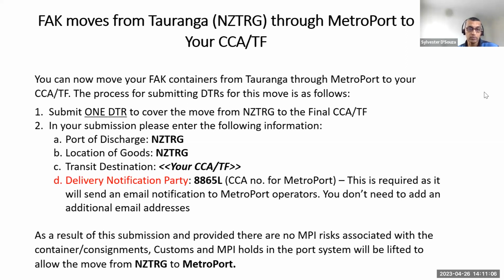Your port of discharge will be Tauranga, your location of goods will be Tauranga, your transit destination should be your final CCA where the container is going, but you need to include the delivery notification party 8865L for Metroport. So this is so that once the system recognizes that delivery notify party, Metroport gets notified via email that this container is good to go, and that completes that process.